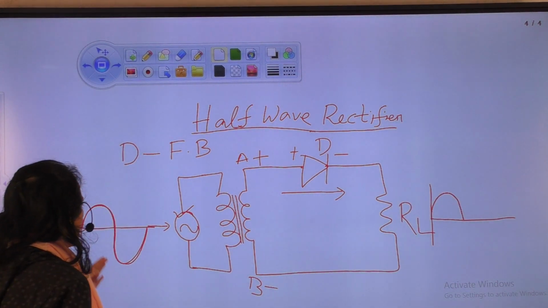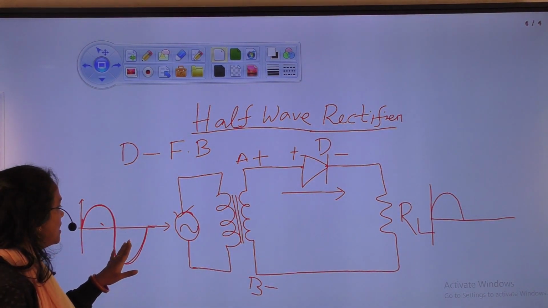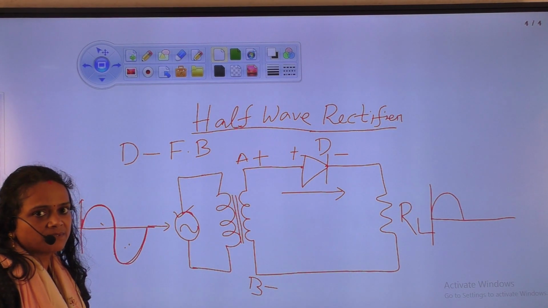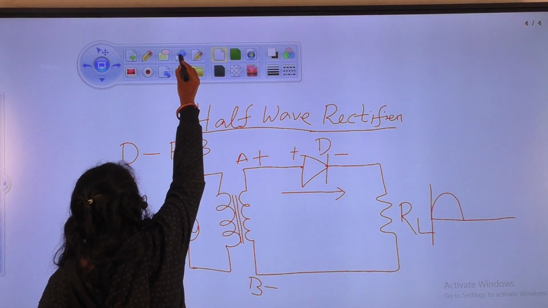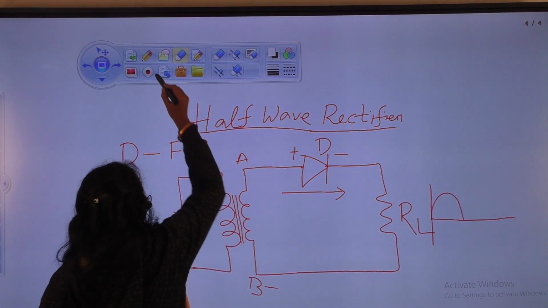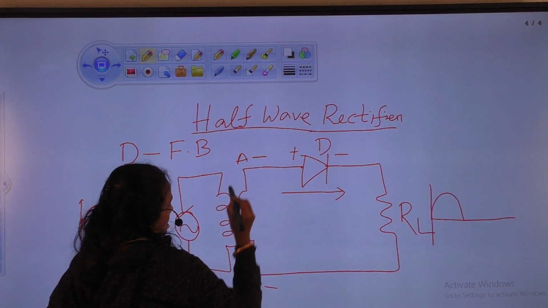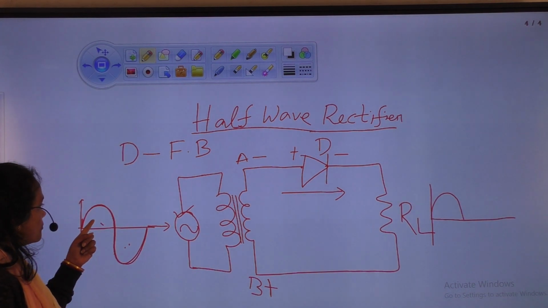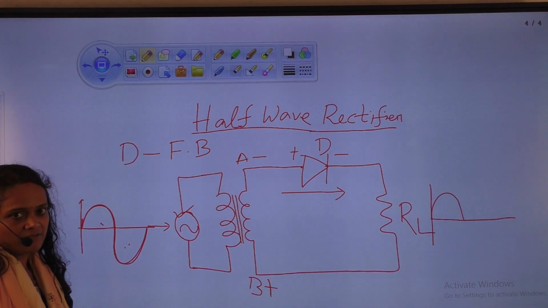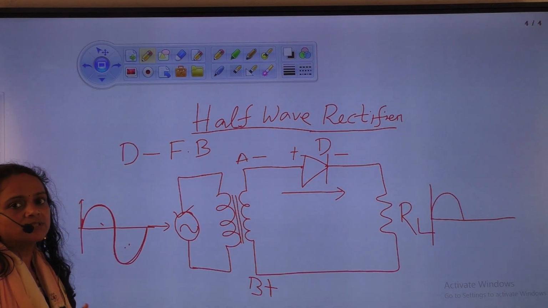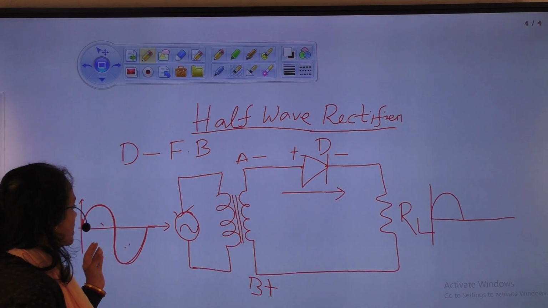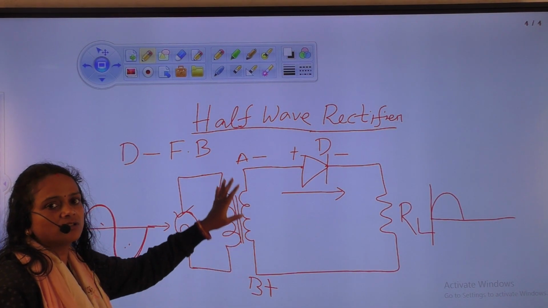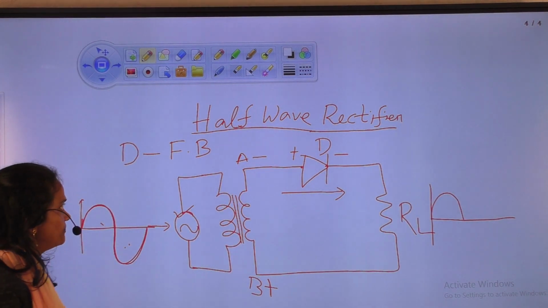Okay. Then after the positive half cycle, next is the negative half cycle. When we apply the negative half cycle, end A becomes negative and end B becomes positive. Why? Positive half cycle and negative half cycle are both opposite in polarity. That's why when we apply the signal as per their polarity, here also the polarity changes.